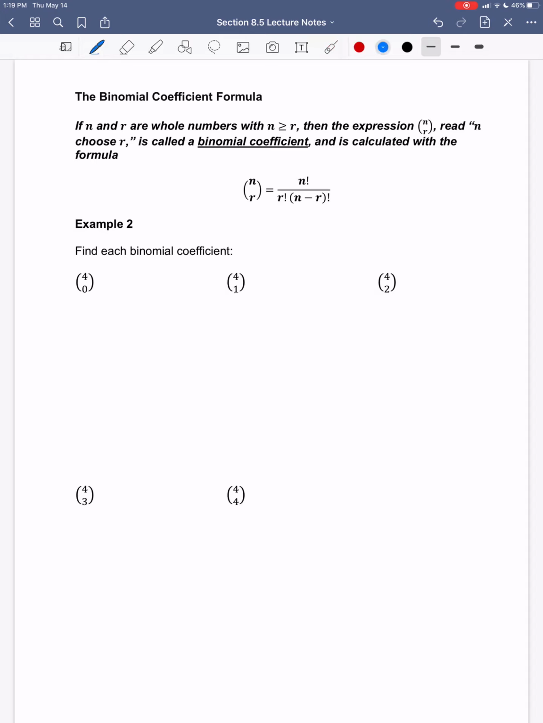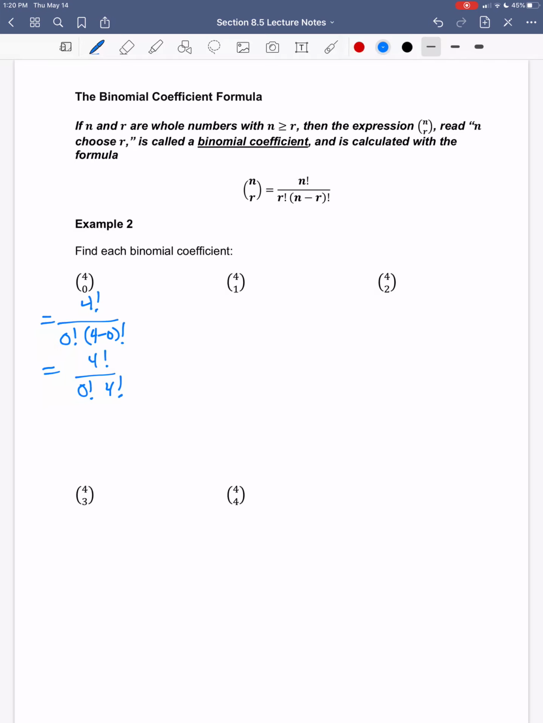So let's do these here with the formula. So my top is n, my bottom is r. So this is going to be 4 factorial in the top, right? That's n factorial in the top, and then r factorial in the bottom, and then n minus r, 4 minus 0 factorial in the bottom. So this is going to be 4 factorial over 0 factorial times 4 factorial. Now, this is a little bit where I said, why we talked before about how 0 factorial is equal to 1. That's really for this whole thing to make sense.